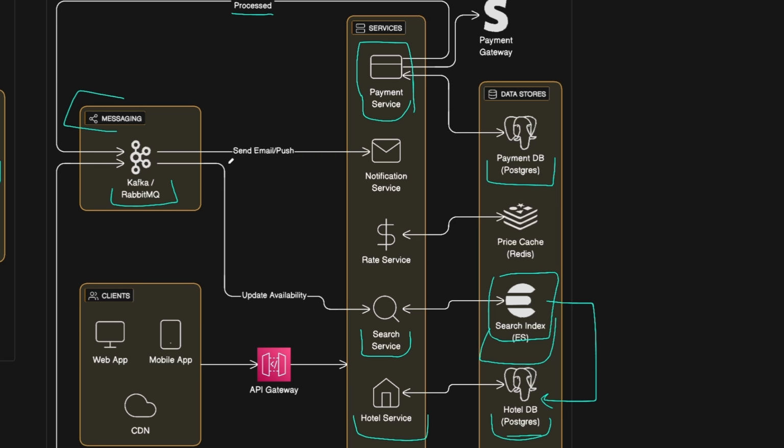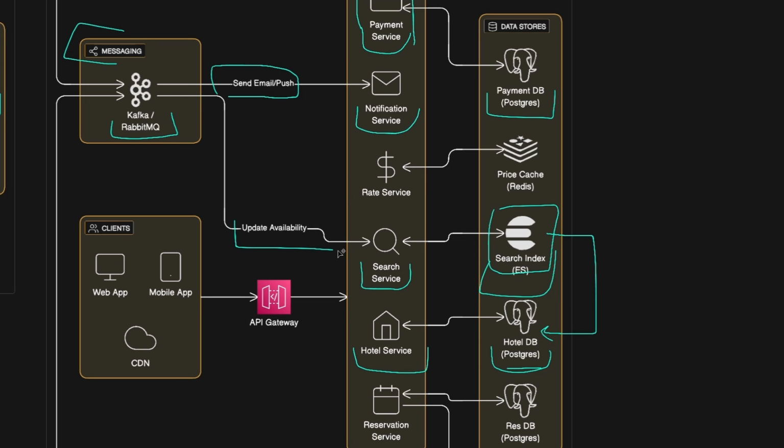And this will first of all send an email or push notification to the user or to the owner, as well as an in-app notification that the payment was successful and the hotel is reserved. And it will also update the availability, meaning the status of the hotel. So it will push that to the search service, which will update it in Elasticsearch. And that is, again, eventually consistent.